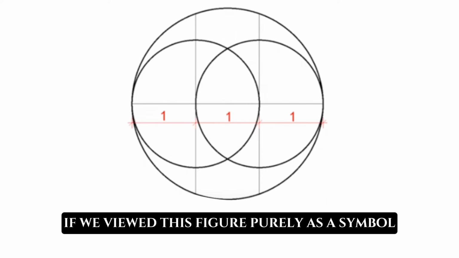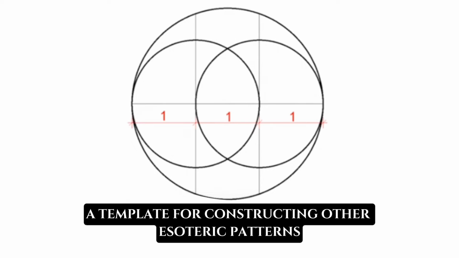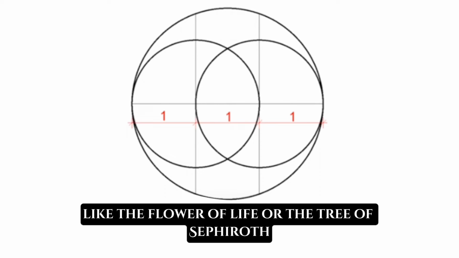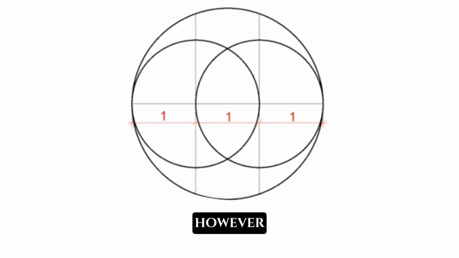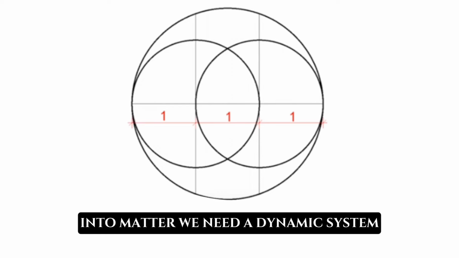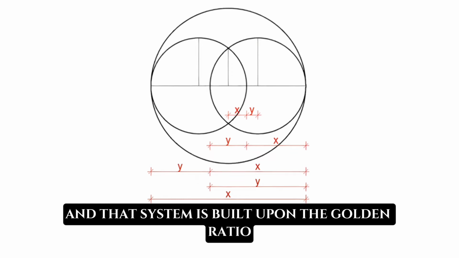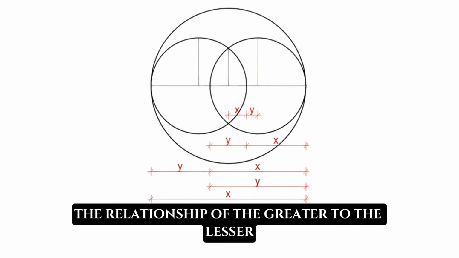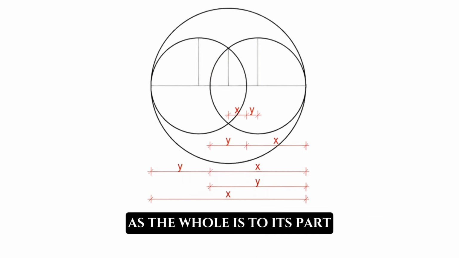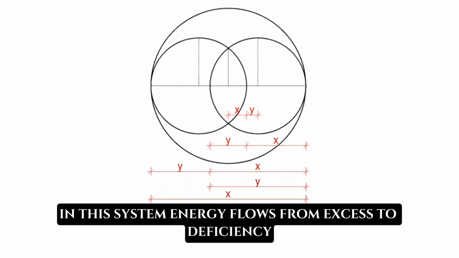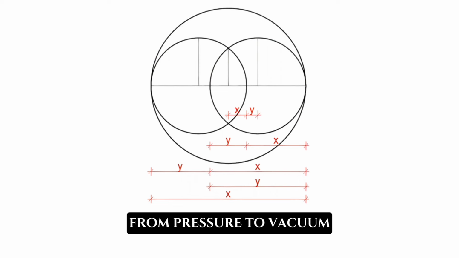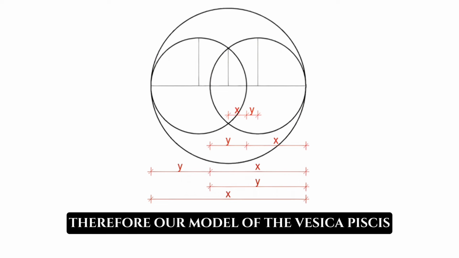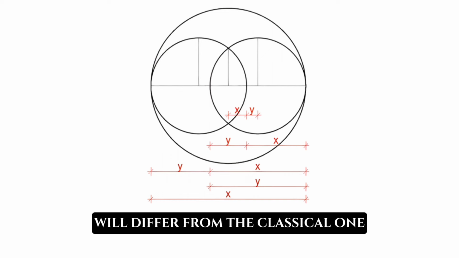If we viewed this figure purely as a symbol, a template for constructing other esoteric patterns like the flower of life or the tree of Sephiroth, then our discussion of the Vesica piscis could end here. However, to build a practical model of the monad's descent into matter, we need a dynamic system. And that system is built upon the golden ratio, the relationship of the greater to the lesser, as the whole is to its part. In this system, energy flows from excess to deficiency, from hot to cold, negative to positive, from pressure to vacuum. Therefore, our model of the Vesica piscis will differ from the classical one.